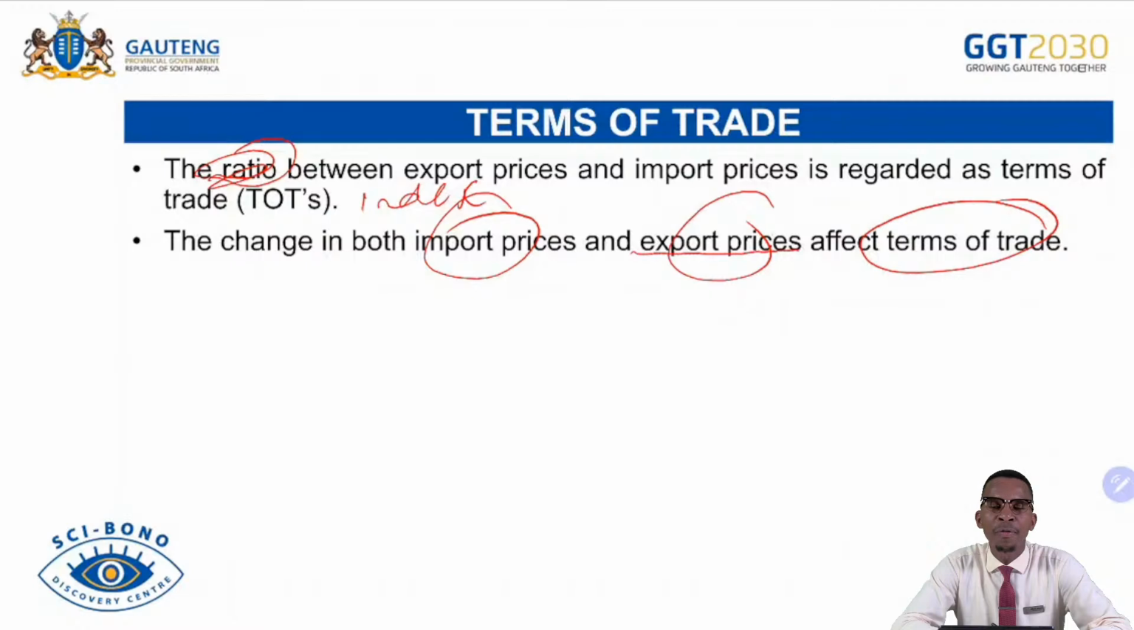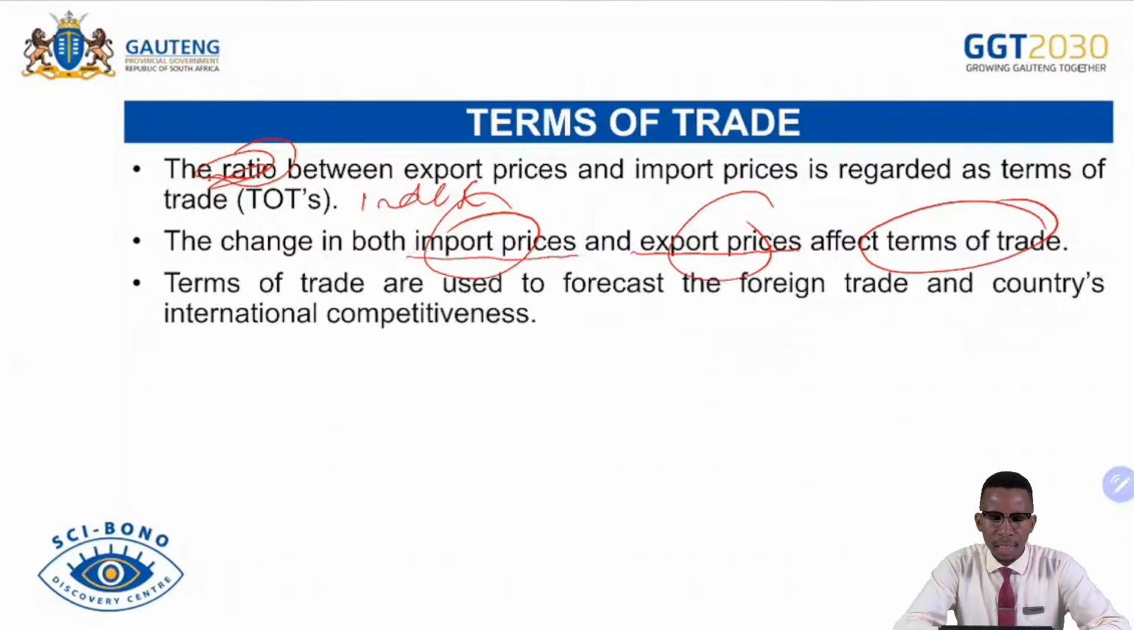However, that can only be for the short run if goods are elastic. Also, if import prices are increasing, that will decrease our terms of trade, because if import prices increase more than export prices, the foreign terms of trade will be increasing while our terms of trade locally will be decreasing. Terms of trade are used to forecast foreign trade and the country's competitiveness internationally. So they also monitor how competitive the country is abroad.